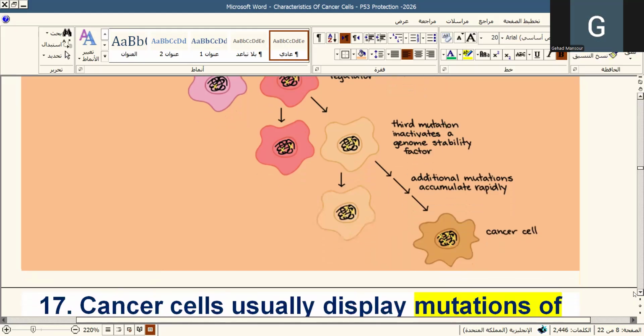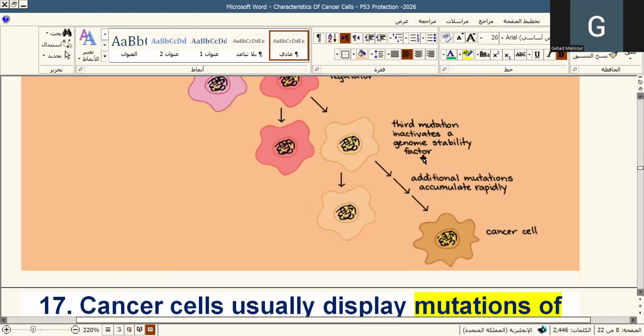And then we will have a third mutation that will inactivate a genome stability factor. There is a gene called genome stability factor that is expressed into inhibitory proteins. So if this genome stability factor is itself inactivated, then it will be incapable of inhibiting the cell cycle and arresting the mutant cell to prevent it from division and from propagation.